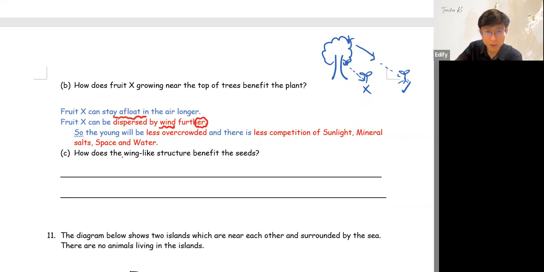Okay, let's write down wing-like structure. How does it benefit? It basically increases the exposed surface area so that it can stay afloat in the air longer. And why do you want to stay in air longer? So they can be dispersed by wind further, less overcrowded, and less competition for sunlight, mineral salts, space, and water. Okay, so let's write it down.